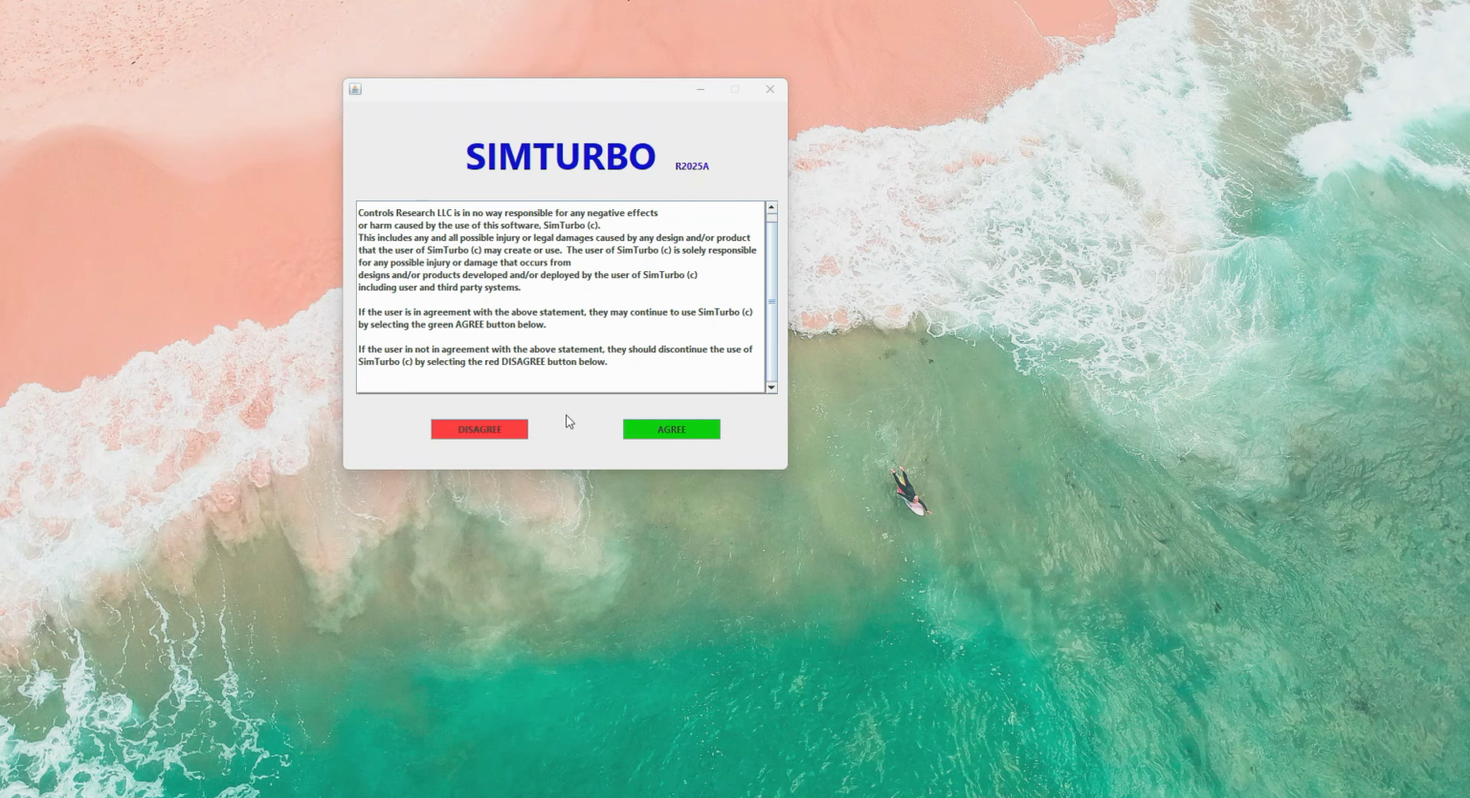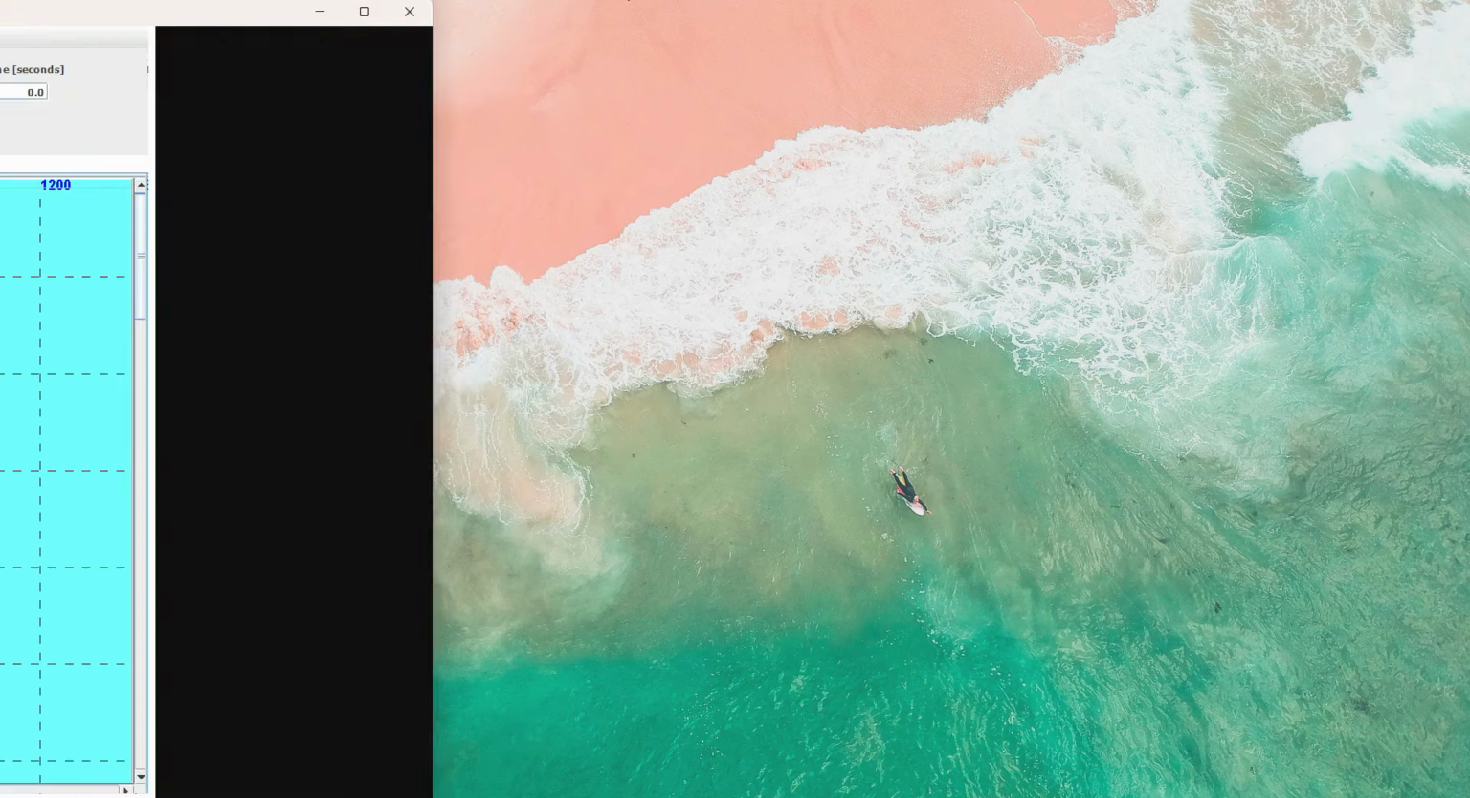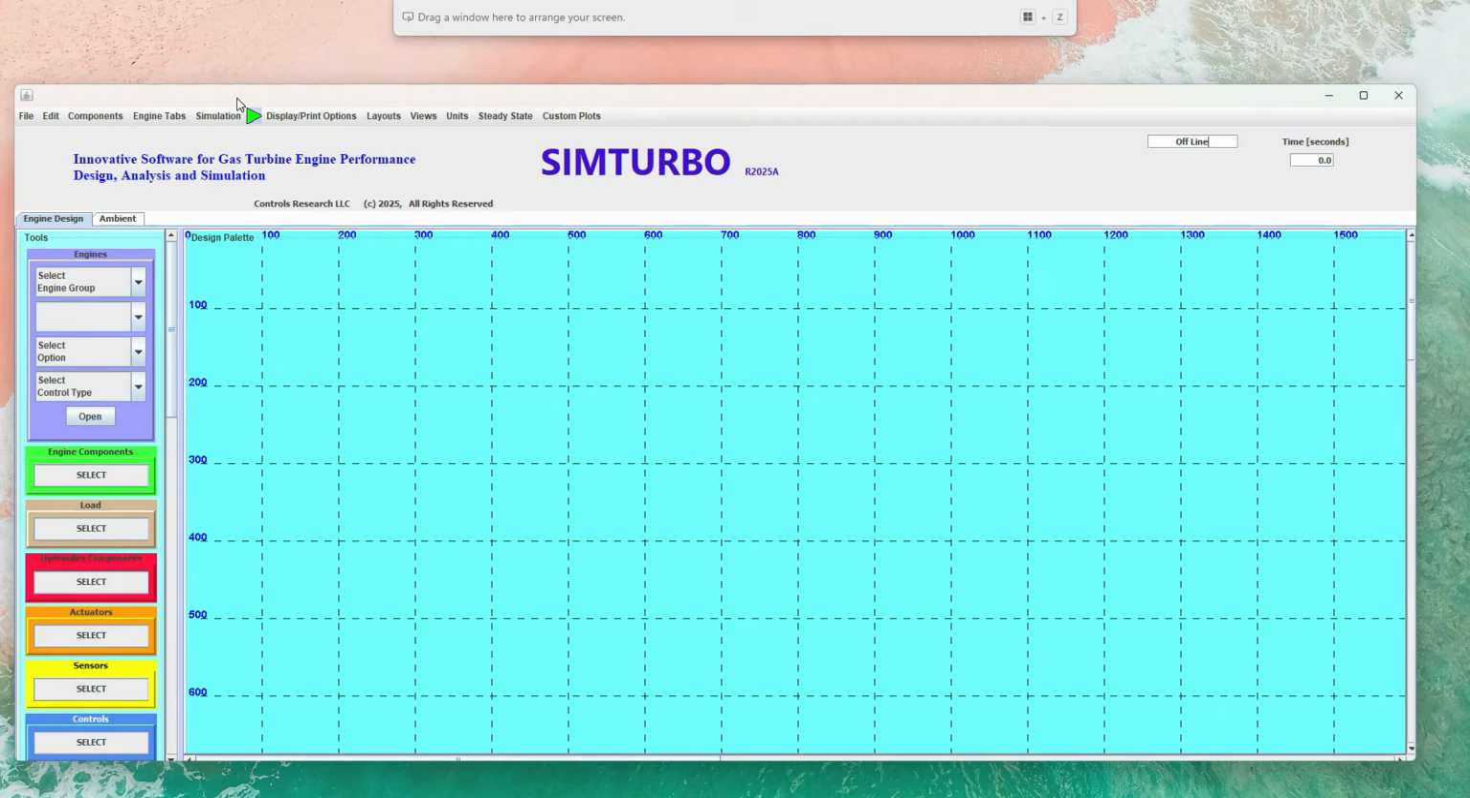SimTurbo is very safe to use. The disclaimer is intended to warn the user to not use the results of SimTurbo for any potentially unintended or unsafe applications. If the user disagrees with the disclaimer, they may close SimTurbo by clicking the red Disagree button. If the user agrees with the disclaimer, they may continue using SimTurbo by clicking the green Agree button. For this demo, we continue with the use of SimTurbo by clicking the green Agree button.